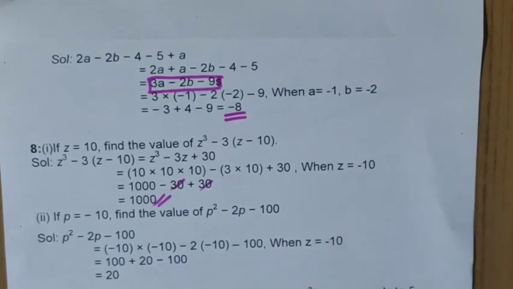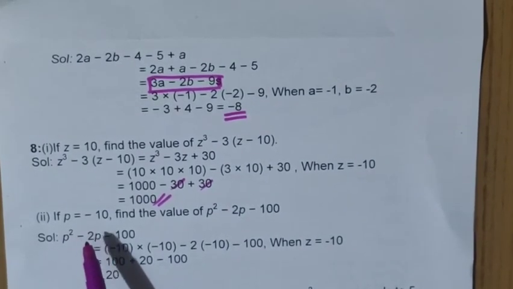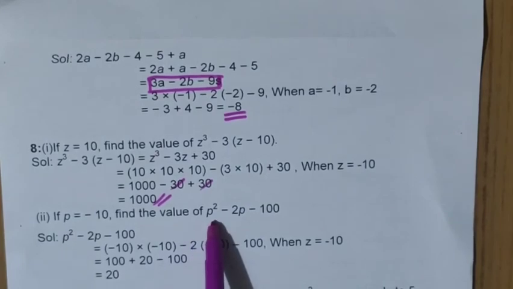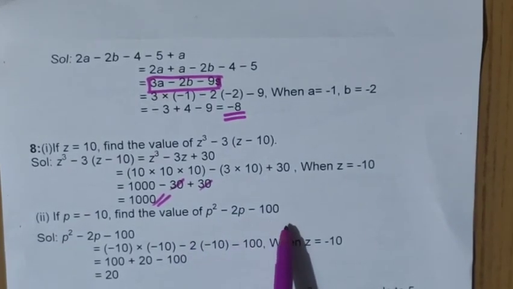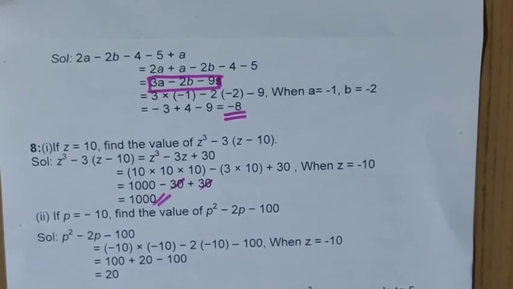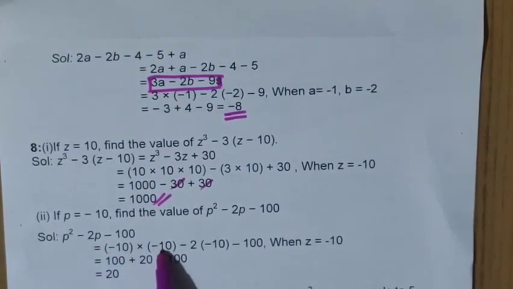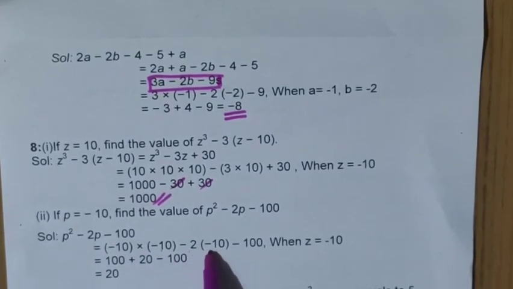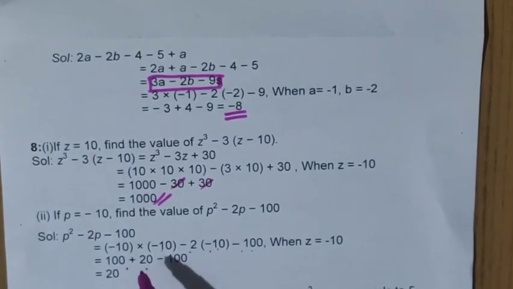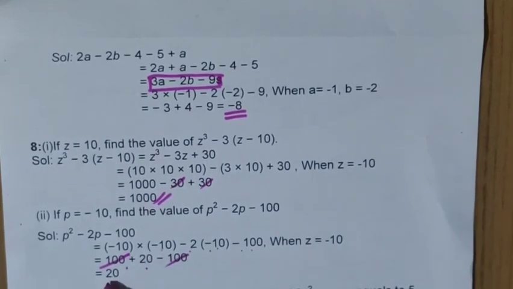So when z equal to minus 10. What is the second part of the question? If p equal to minus 10, find the value of p square minus 2p minus 100. So again you can see that the word simplify is not there. So directly we can put the value for p as minus 10. So p square means minus 10 into minus 10, right? Minus 2p means minus 2 into minus 10, again minus 100. Minus 10 into minus 10, what is the answer? 100. Minus 2 into minus 10 is plus 20, minus 100. So plus 100 and minus 100 will get cancelled. So the answer is 20 when z equal to minus 10.